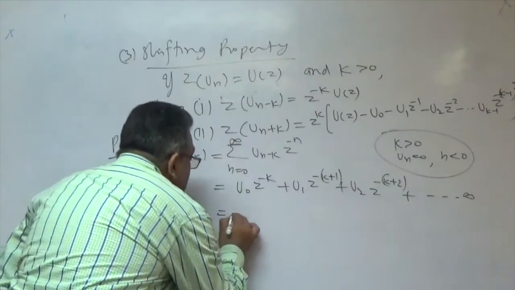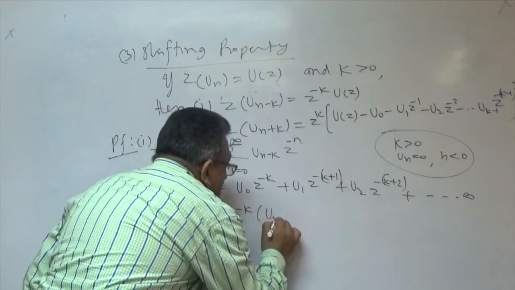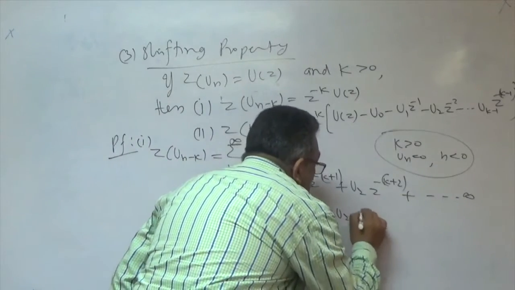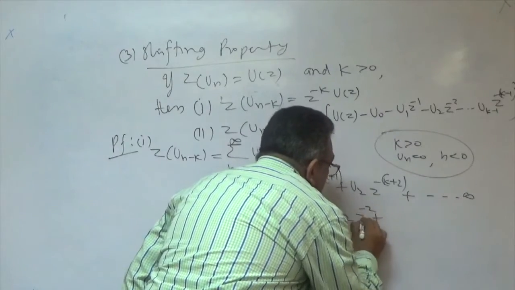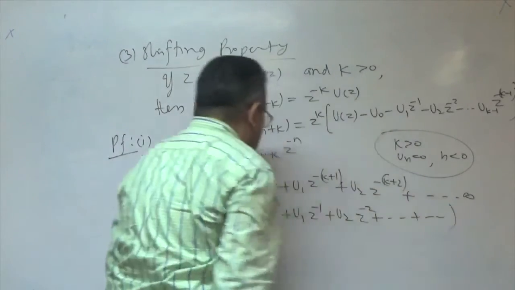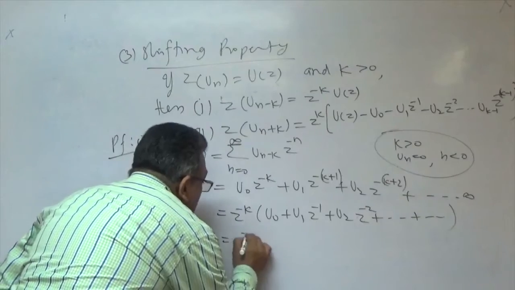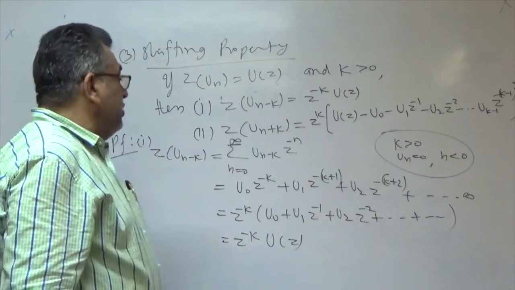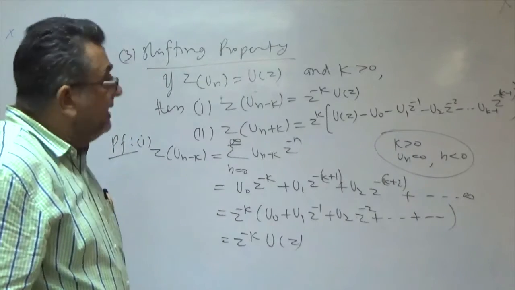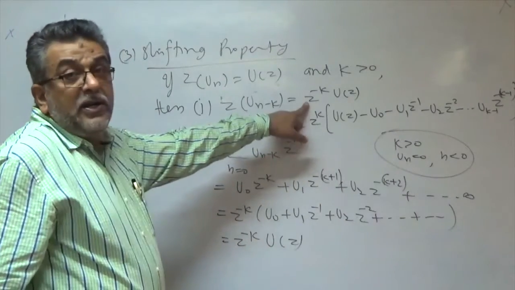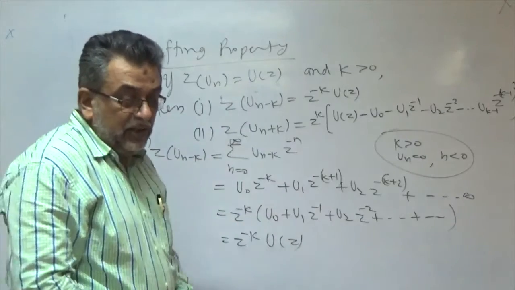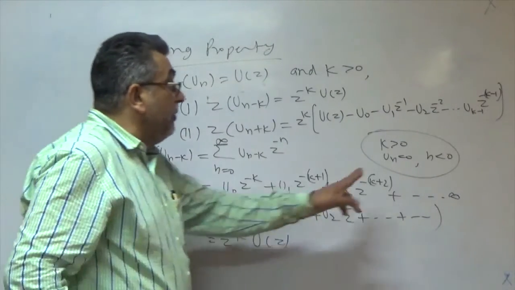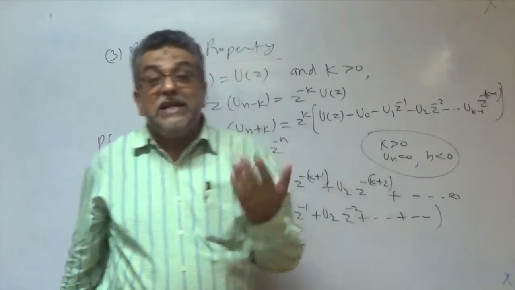If you take z to the power minus k as common, you get u0, u1 z to the power minus 1, u2 z to the power minus 2, and so on up to infinity. If you see, this is z to the power k times the Z transform of un, and this is your required right-hand side of the first property, the first shifting property. Simply I do this, you always remember, because un is 0 for negative n.